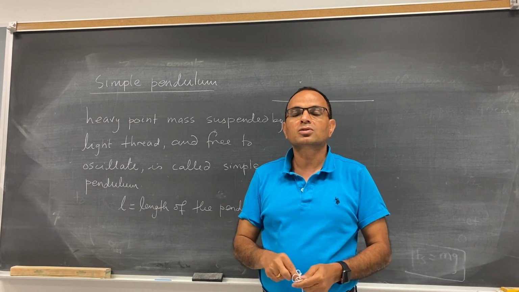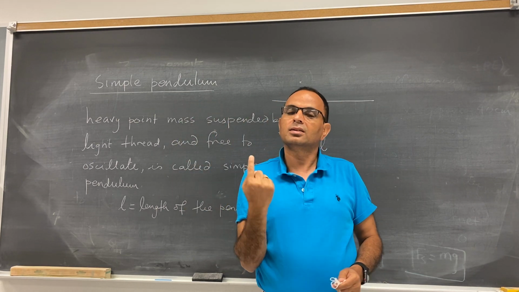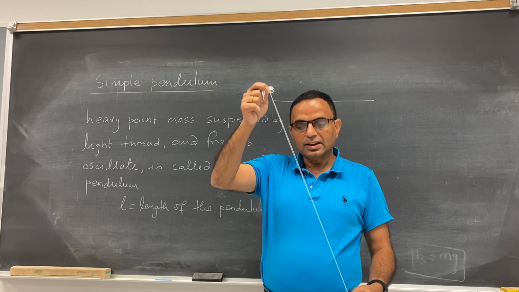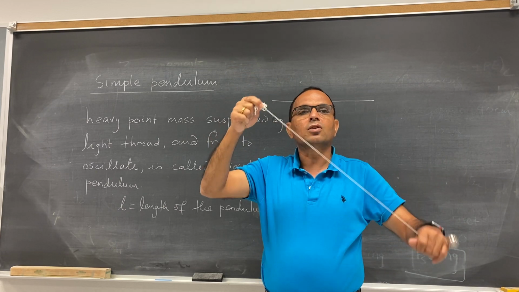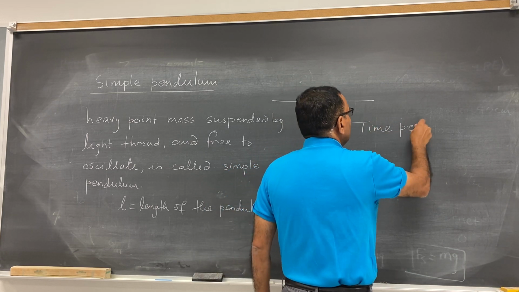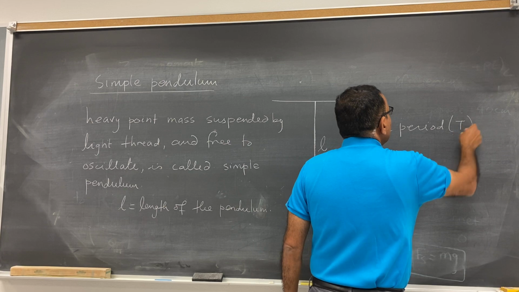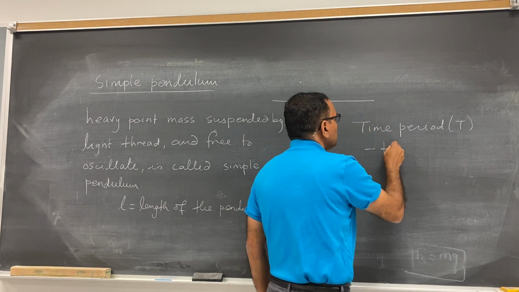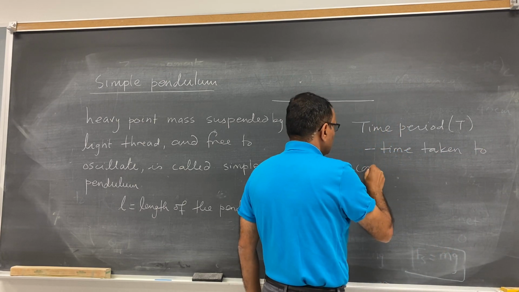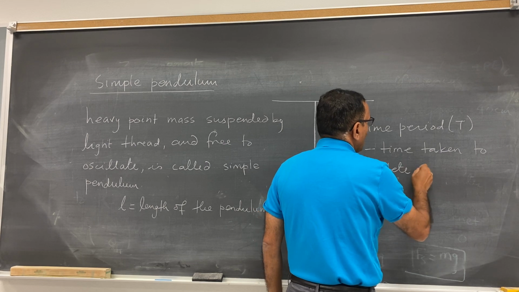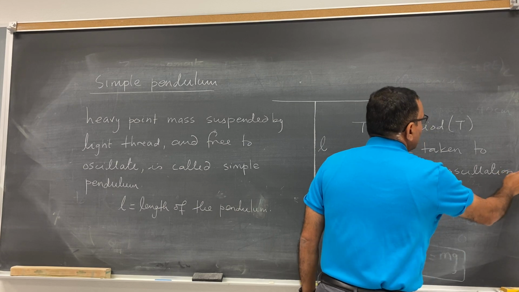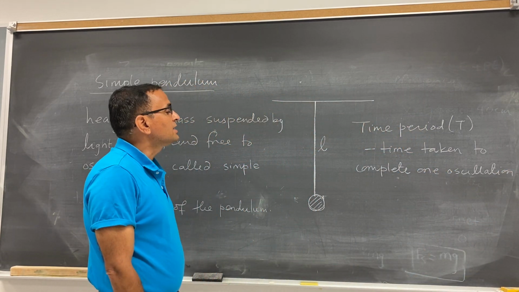We talk about circular motion, the time taken to complete one circle there. We can relate this circular motion and the pendulum also. So in this case, the time taken to complete one oscillation is called the time period T of the simple pendulum. Time taken to complete one oscillation, that is called the time period.